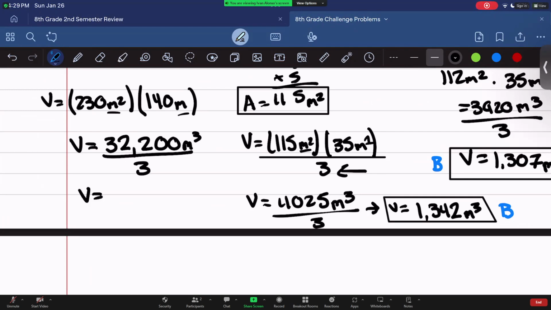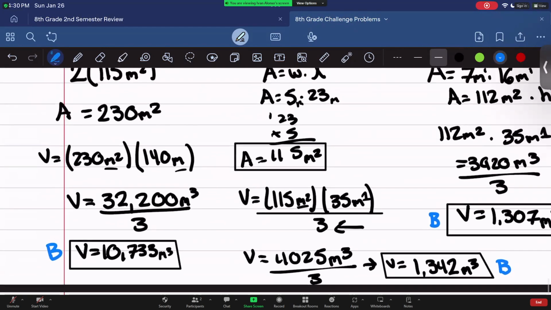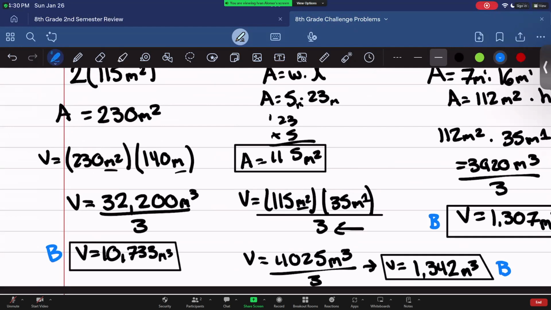Volume is equal to 10,733.3. We're rounding to the nearest whole number. The 3 is not enough to round up, so it stays the same. We're going to box that. Once again, don't forget your units. Meters cubed. Now, this is also the last piece of information we need to find B. Okay, so hopefully that all makes sense. There's not really any more clarification I could do.